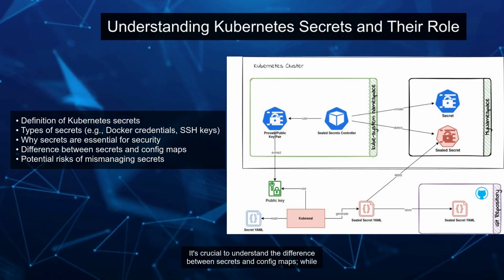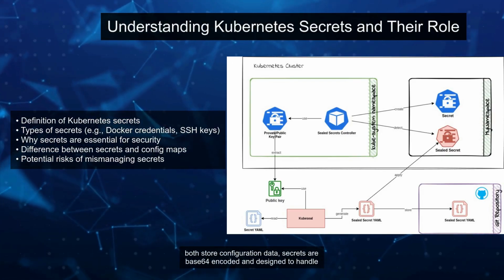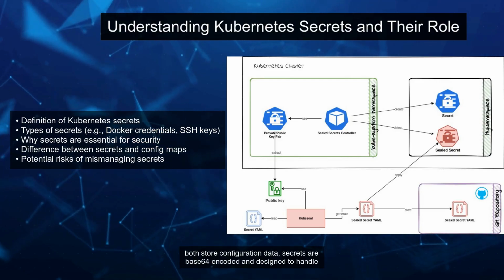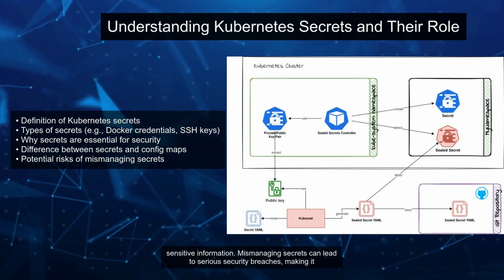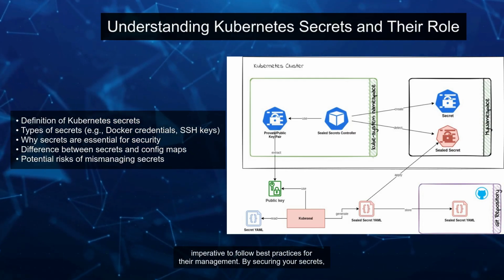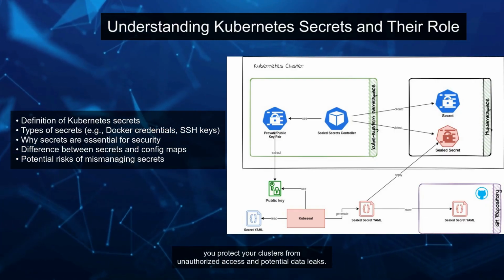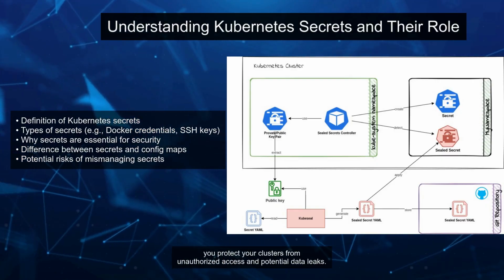from the application code. It's crucial to understand the difference between secrets and config maps. While both store configuration data, secrets are base64 encoded and designed to handle sensitive information. Mismanaging secrets can lead to serious security breaches, making it imperative to follow best practices for their management. By securing your secrets, you protect your clusters from unauthorized access and potential data leaks.